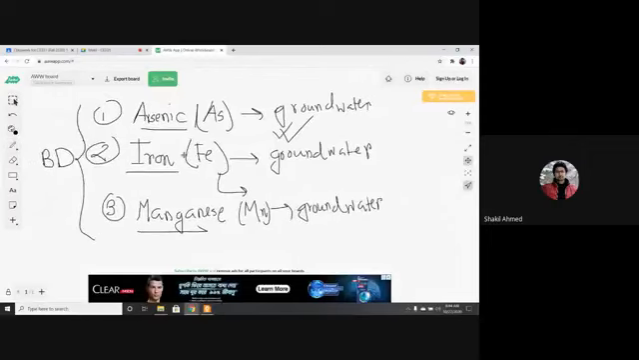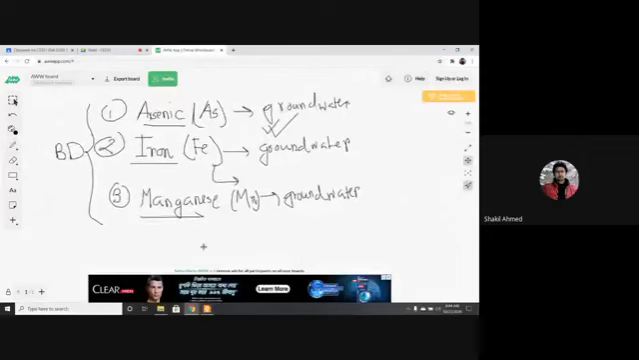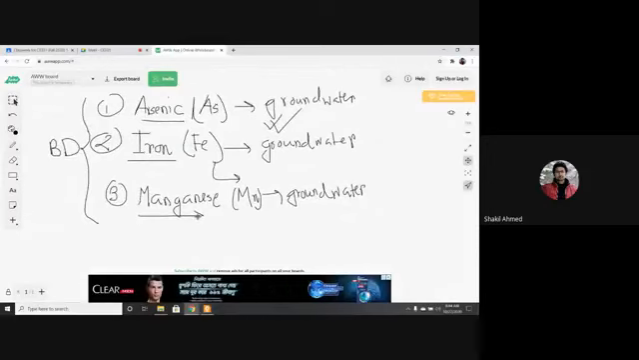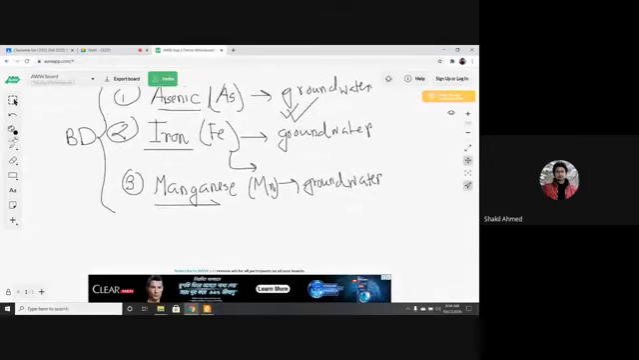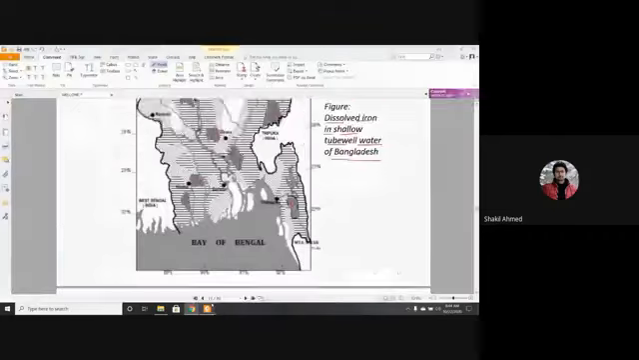When we supply groundwater for drinking purposes, we have to consider these pollutants. You have to consider other pollutants also, but we have to keep in mind that these are very common.